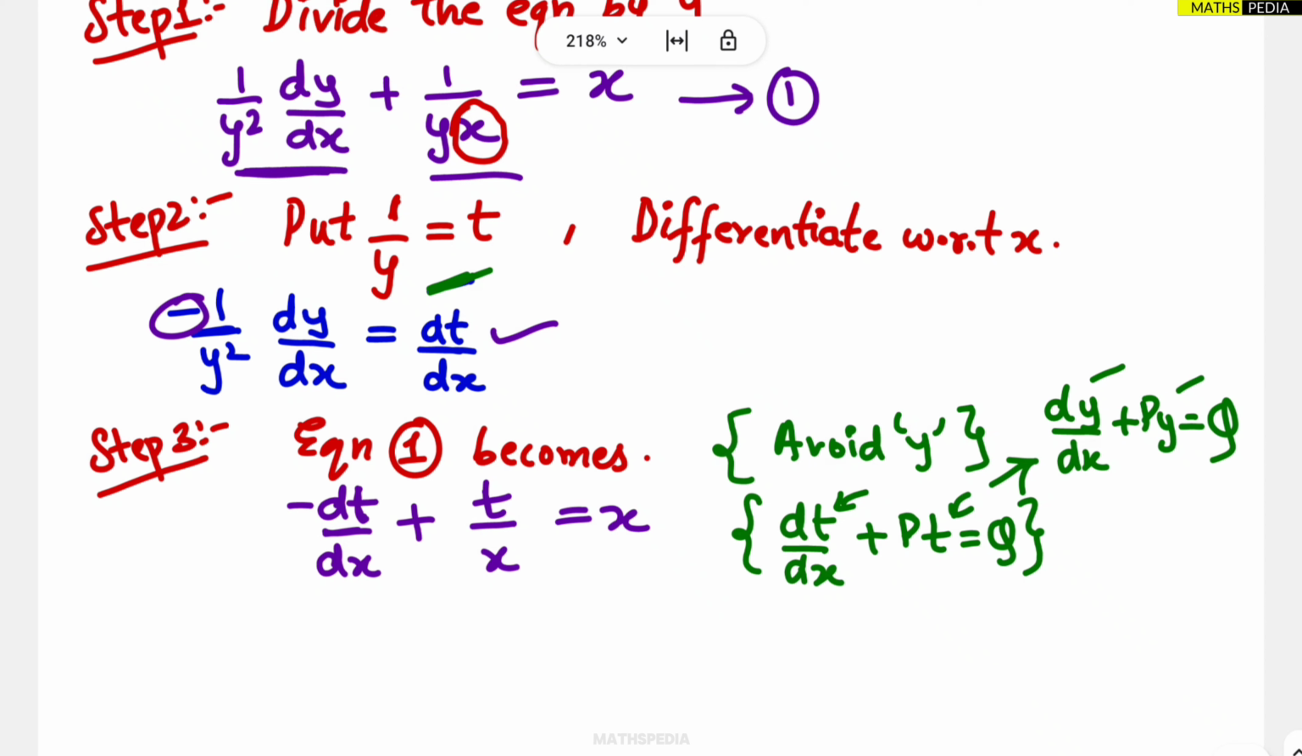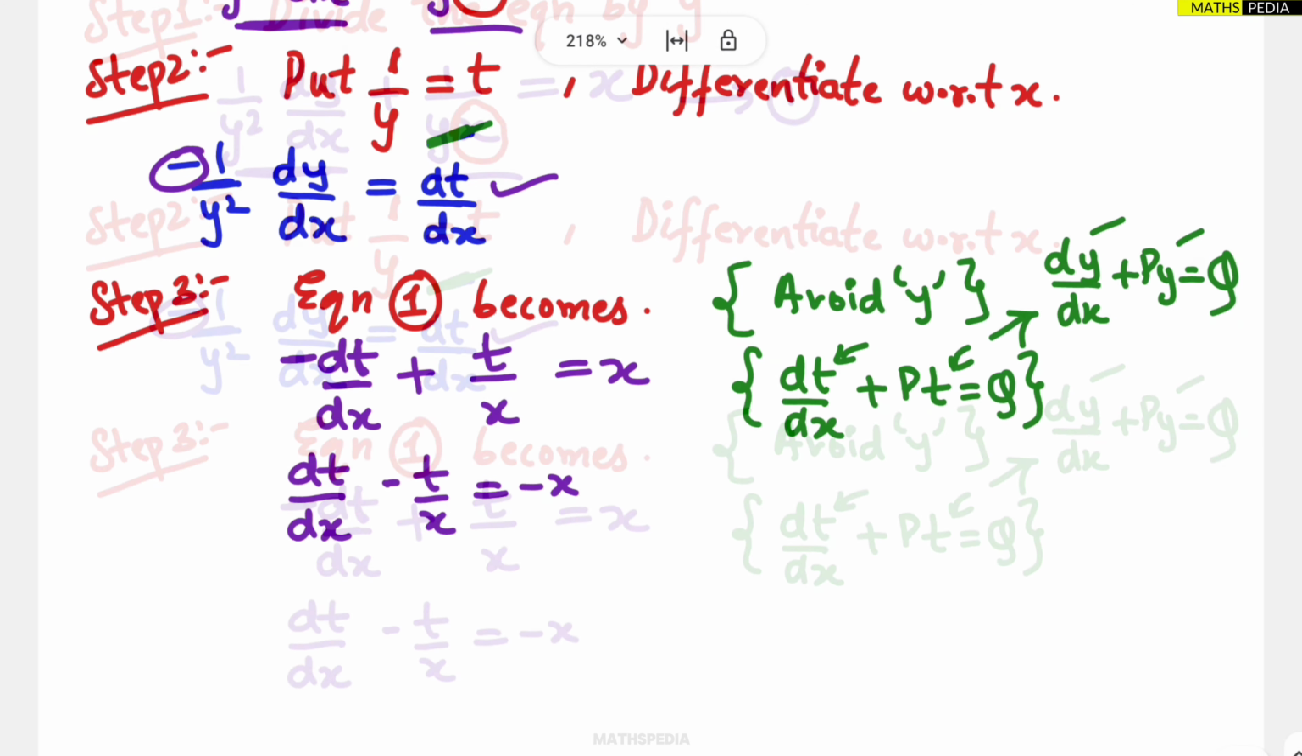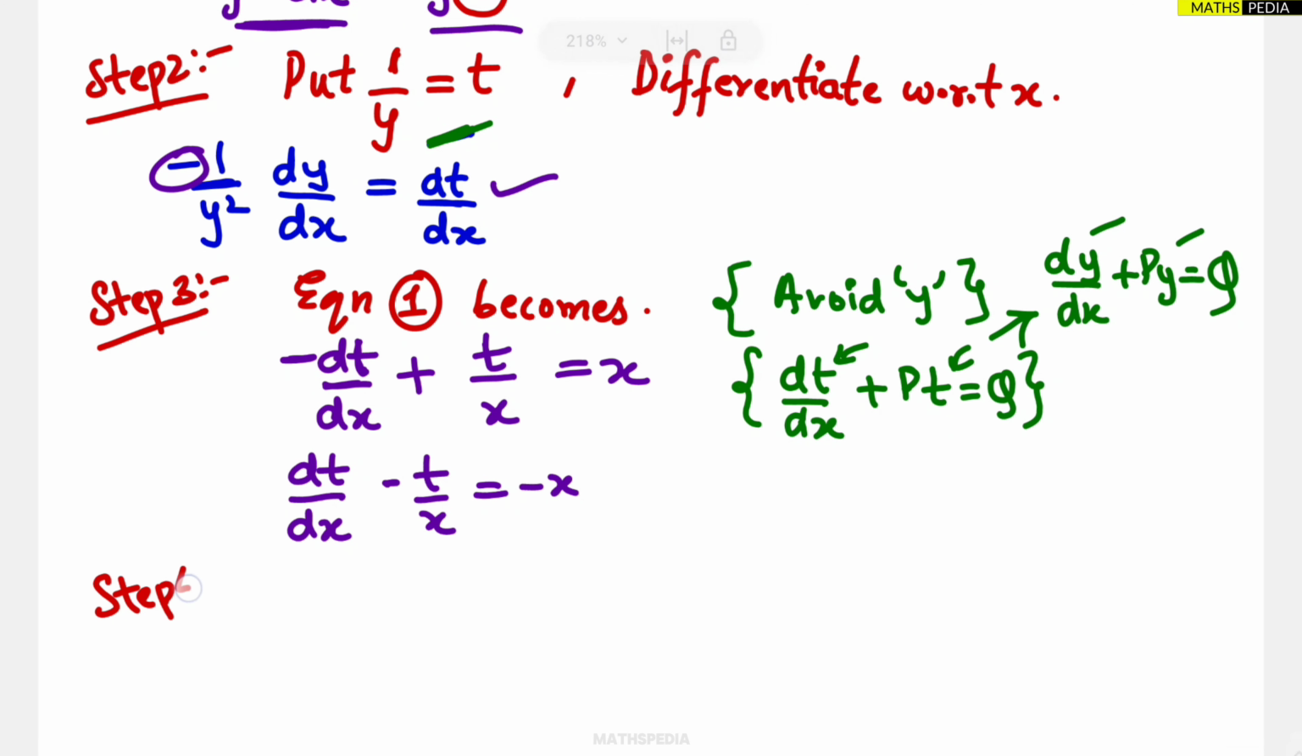So slight simplification, minus sign is sitting, just multiply with minus, what happens? It will become dt by dx minus t by x equal to minus x. That is the only change. This will be the last step we can consider. No need to write each and every step, step number 1, 2, 3. I am just writing for your understanding purpose. Okay, that's it.